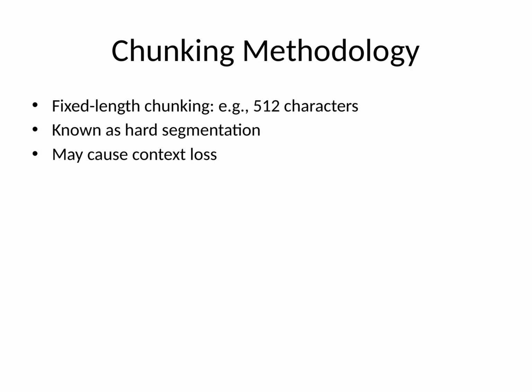How is it cut specifically? The most common method is fixed-length chunking, such as cutting every 512 characters, regardless of whether the sentence is complete or the semantics are intact. This method is called hard segmentation. A chunk may cause the model to fail to understand the context.